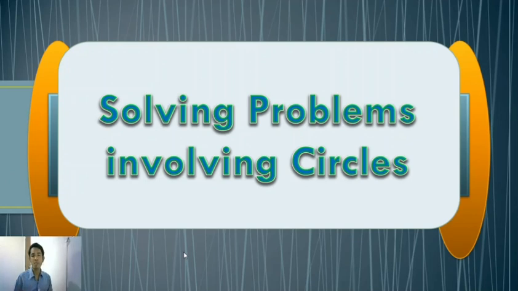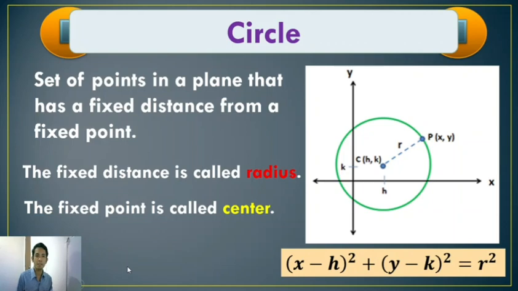But before we proceed to our problems, let us define first what is a circle. A circle is a set of points in a plane that has a fixed distance from a fixed point. The fixed distance is called the radius, and the fixed point is called the center. The standard form of the equation of the circle is the quantity of x minus h squared plus the quantity of y minus k squared equals r squared. Now let's proceed to our problems.